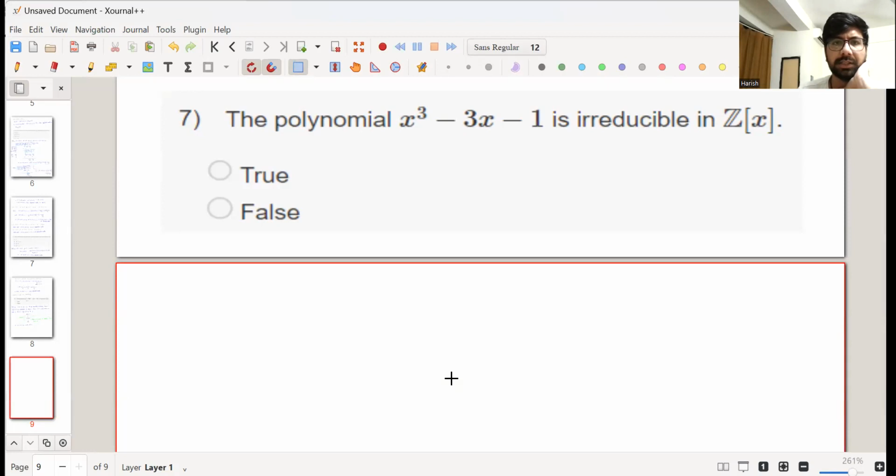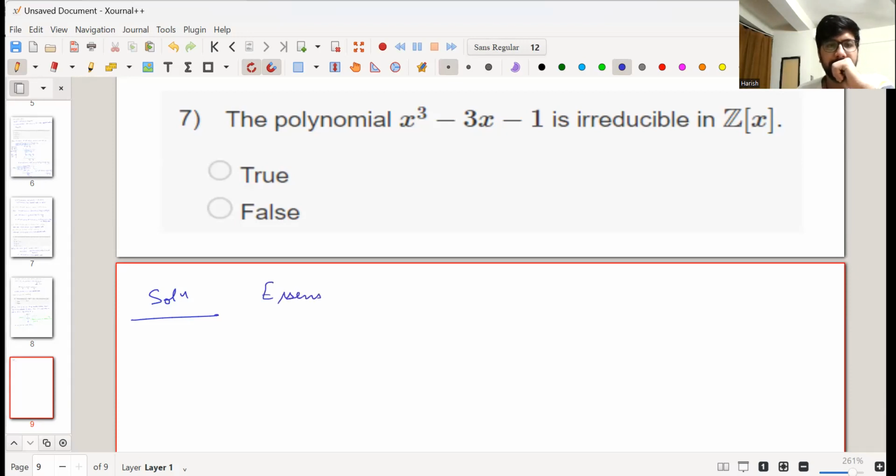Okay, so let's just finish this question and then we will stop. So this is irreducible in ZX. This is the same as checking irreducibility in QX or ZX, because by Gauss lemma, if it is irreducible in QX, then it is irreducible in ZX and vice versa. But we cannot apply Eisenstein criteria here, right?